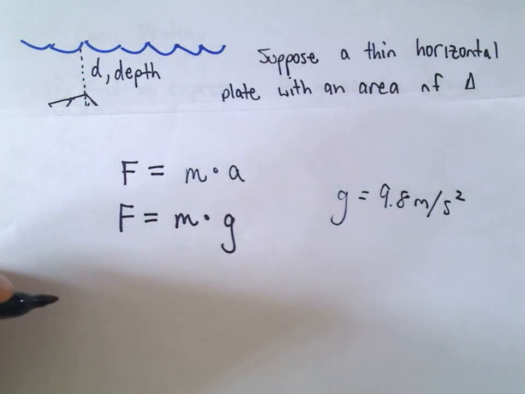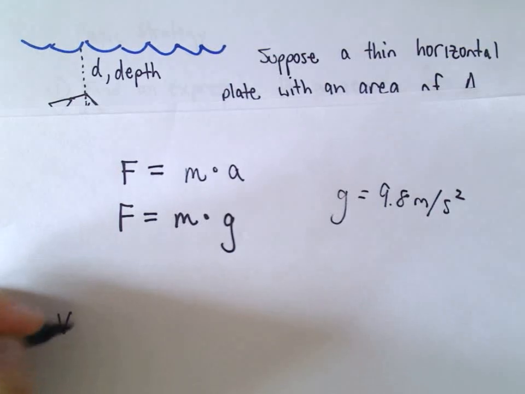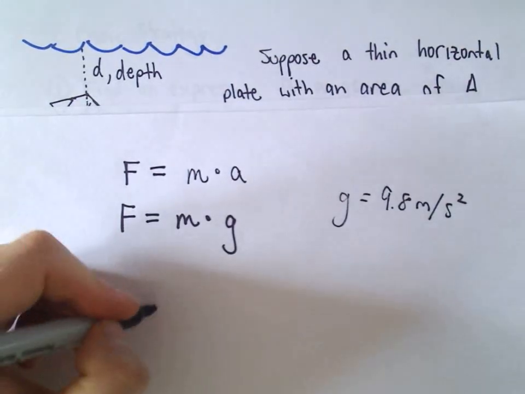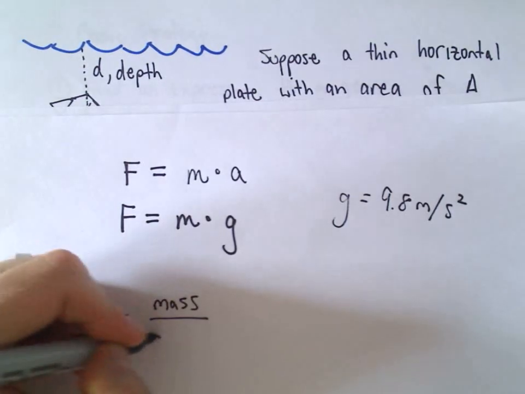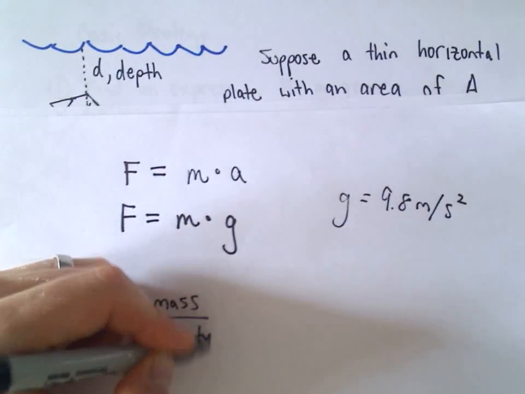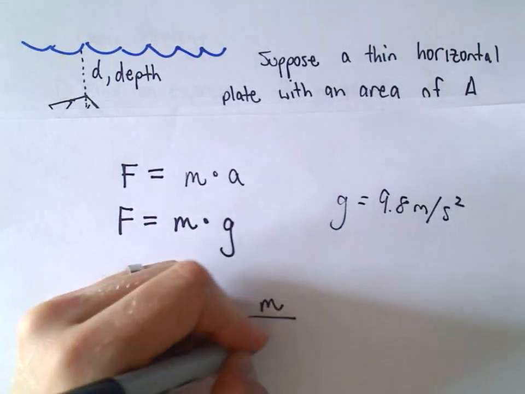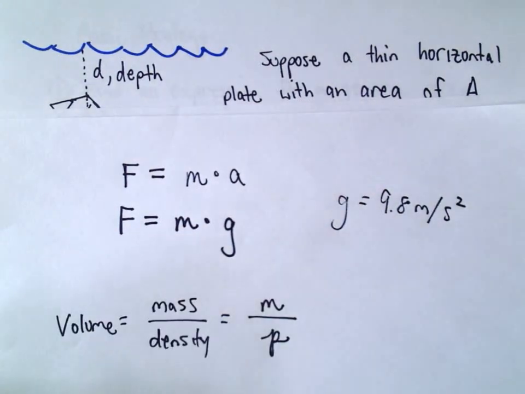Okay, so recall a couple things here. Remember that volume is defined to be mass over density. Okay, so mass, that's our value m. Density is this P that we're going to call it. Okay, so that's the volume here.